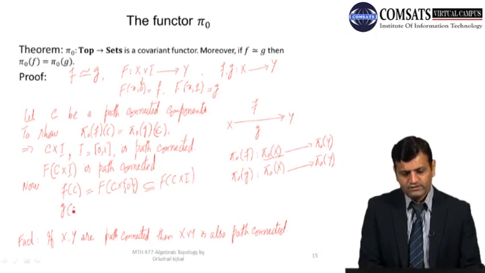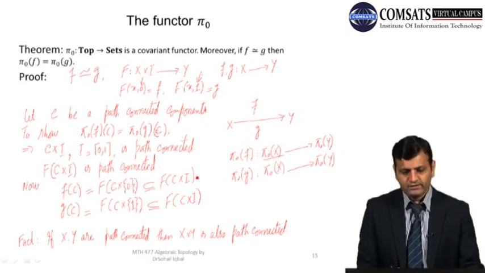Similarly, g of C is equal to F of C cross 1. Why is this the case? Because whenever we take the second coordinate to be 1, then we get the values of g. So we are taking the second coordinate to be 1 here, so of course this is contained in F of C cross I, and F of C cross I is path connected. So in other words, f of C and g of C are contained in the same path connected set, which is F of C cross I.